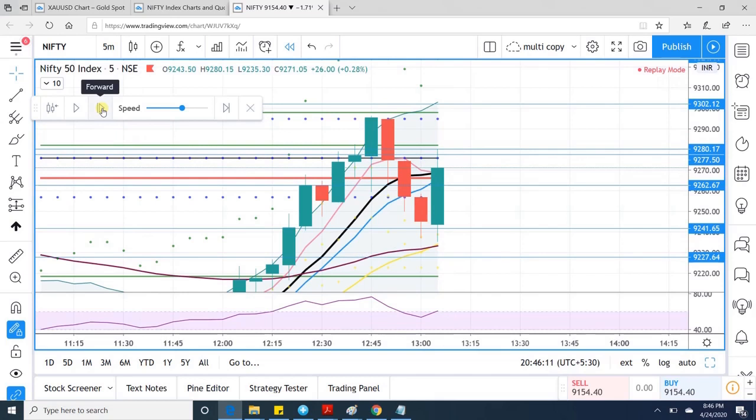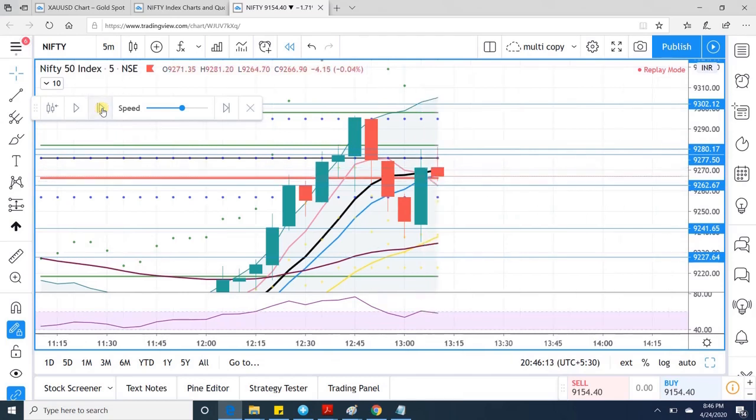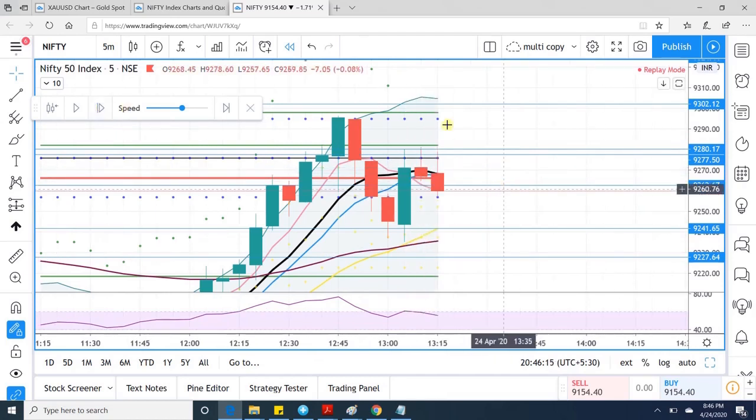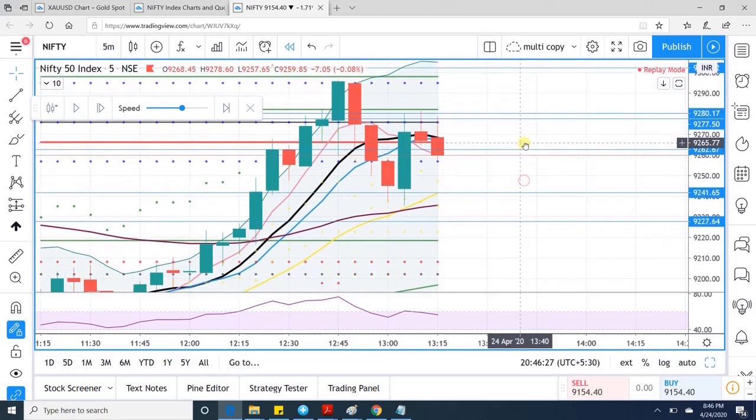Let me forward again. See, this is a sign of reversal. We have a bullish candle with a wick, then a doji, and then this bearish candle. So this is a reversal sign, and this is the time when we go into a short. If you have not taken any trade here, this is the point to go short.